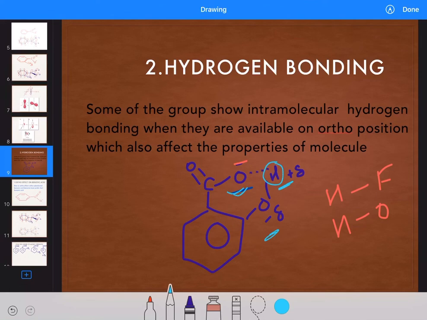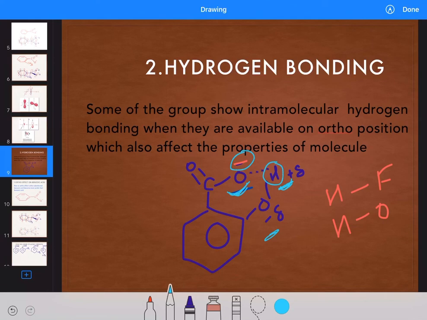So H has delta plus, due to which a weak interaction, an electrostatic force of attraction, exists between that oxygen and this hydrogen. That is called hydrogen bonding. Due to that hydrogen bonding, the stability of this anion will increase. Correct? Hydrogen bonding is stabilizing the anion. Since it is stabilizing the anion, it will affect the properties of the molecule. This is the hydrogen bonding effect, which is the second cause of ortho effect.